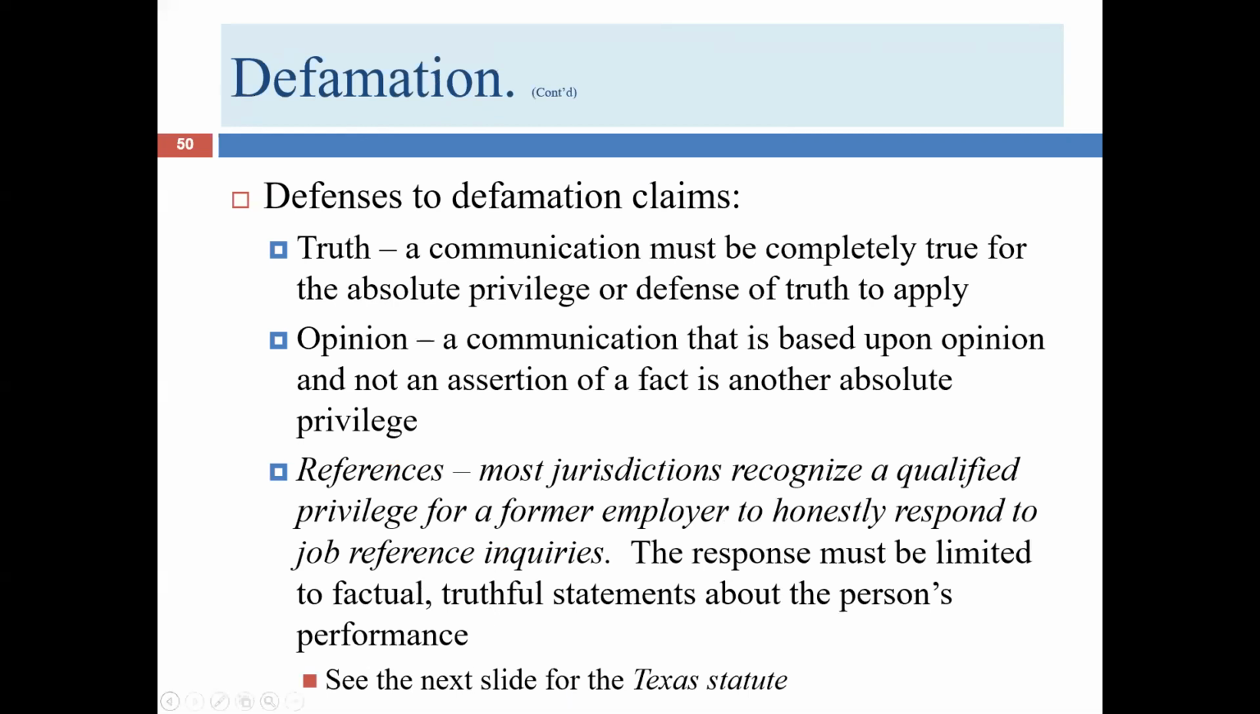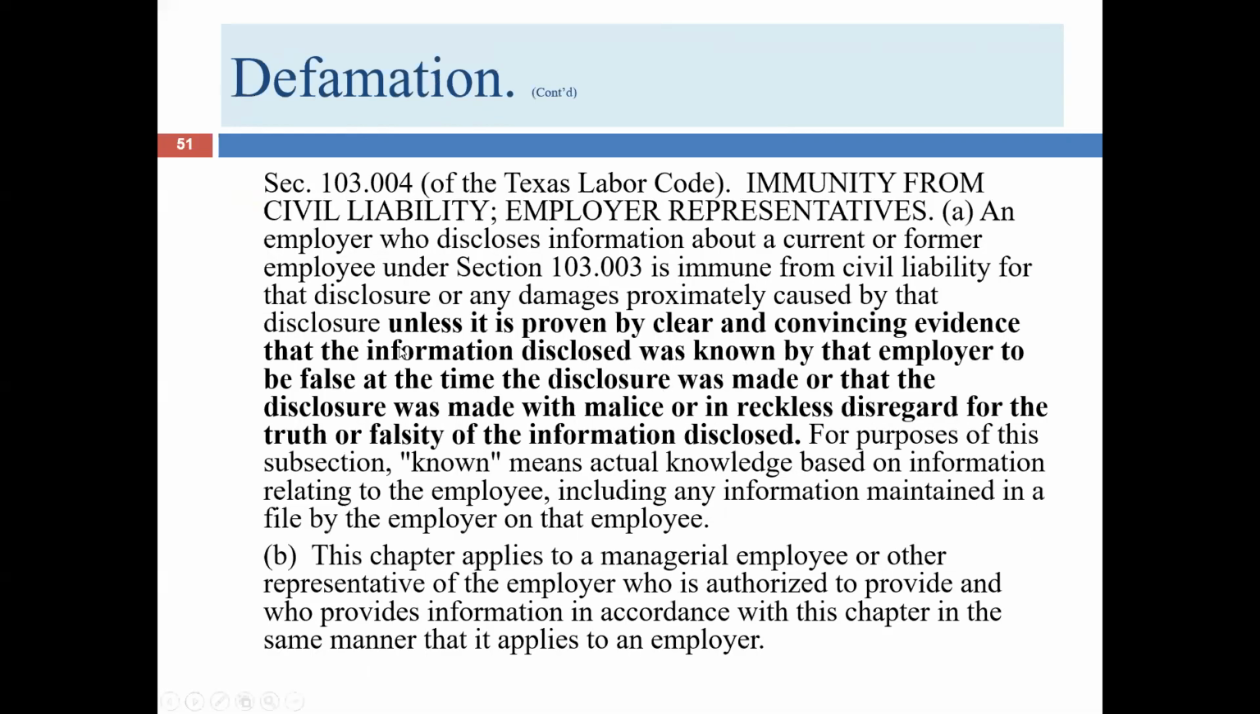And here's our statute right here. And I've highlighted a little bit of the language of the statute. If an employer gives a false reference on an employment check, the former employee has a pretty uphill battle in Texas to successfully sue. That employee has to prove by clear and convincing evidence, which is a higher standard than preponderance of the evidence, that the information disclosed was known by that employer to be false at the time of the disclosure, or that the disclosure was made with malice or reckless disregard. So the things to keep in mind are that clear and convincing evidence standard, and that there was a recklessness with respect to releasing the information.